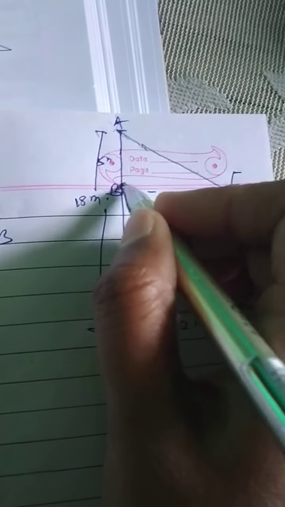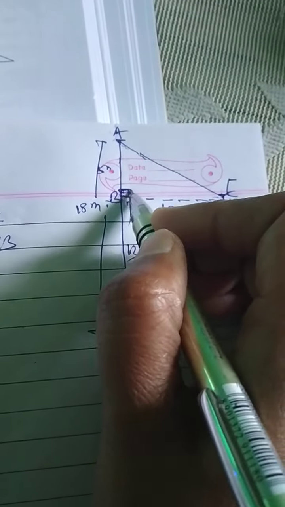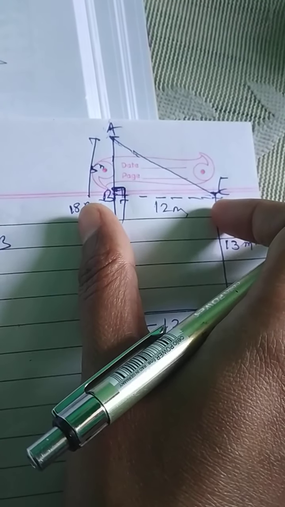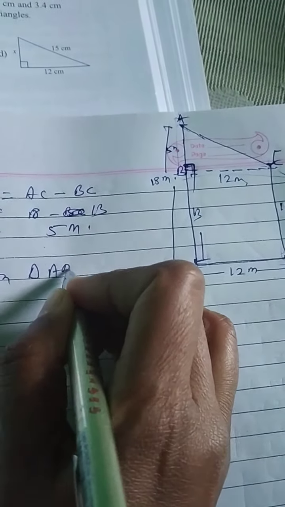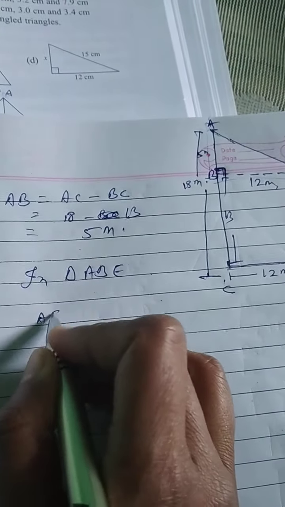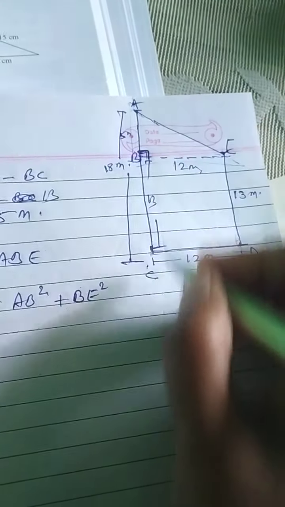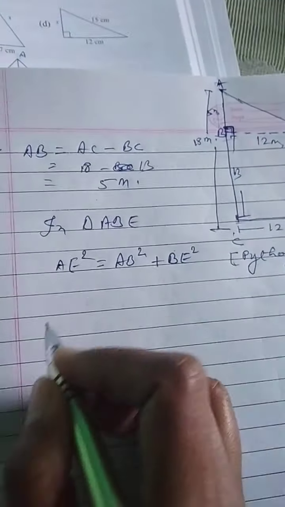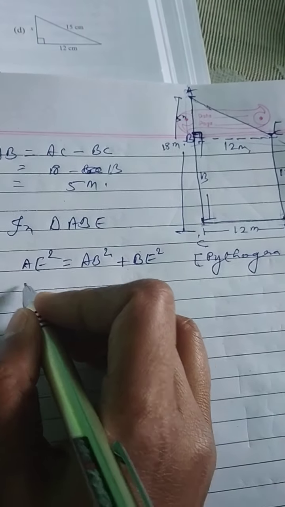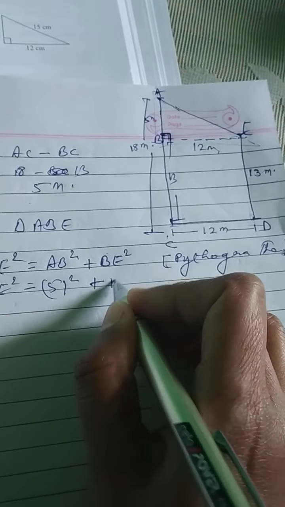Now you can apply the Pythagoras theorem here. This is a pole, so definitely it is straight, so here it will make 90 degrees. So this will act as a base, this will act as a perpendicular, and this will act as a hypotenuse for this triangle. So in triangle ABE, AE square is equal to AB square plus BE square, by applying the Pythagoras theorem. AE we have to find. AB is 5 square plus BE is 12 square.